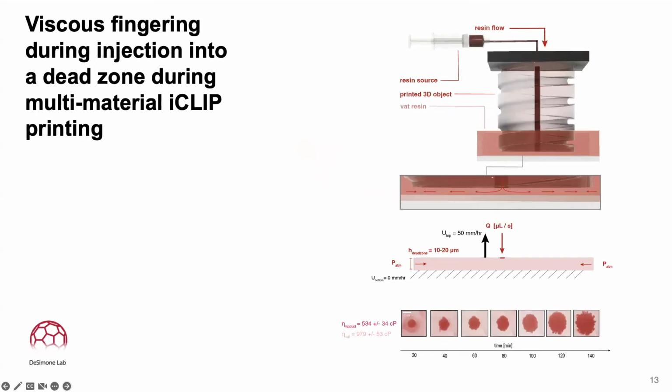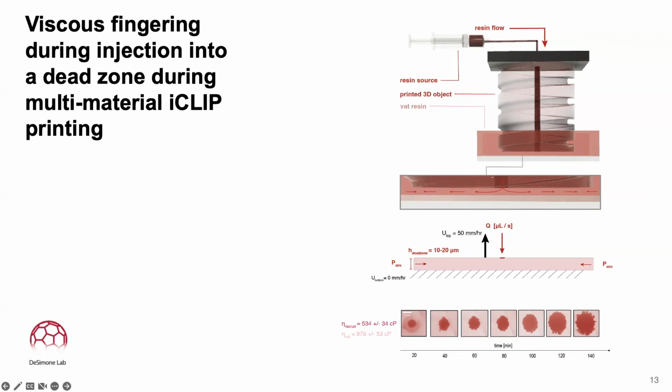While the studies we've discussed so far were performed with a single material, that is injecting the same material into the vat as is in the vat initially, the final advantage presented by injection CLIP is the capability of multi-material printing. We show here in situ images of an injection CLIP multi-material process, whereby we're injecting a red resin into a vat filled by initially pink resin.